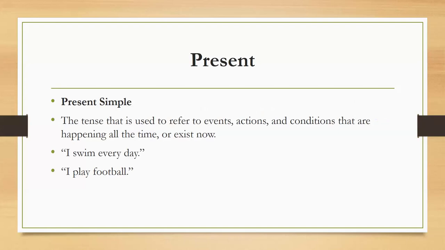So the present tense will have present simple tense. This is the tense that is used to refer to events, actions, and conditions that are happening all the time or exist now. So we have examples. I swim every day. So this is an action. It describes swimming, the action that is taking place all the time.